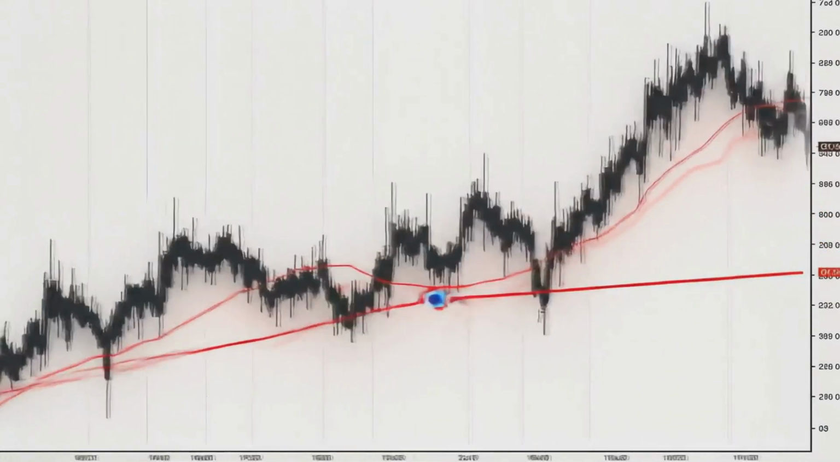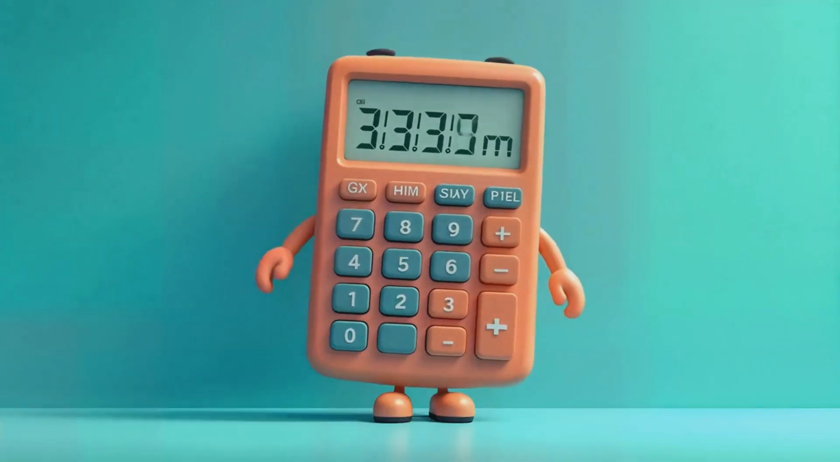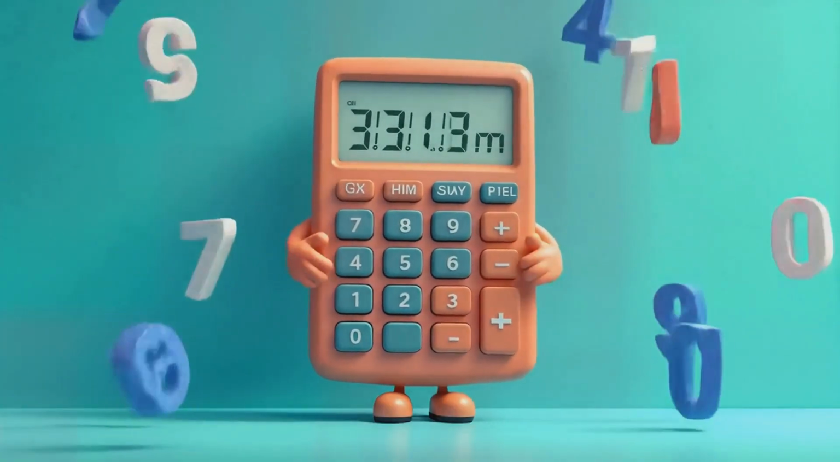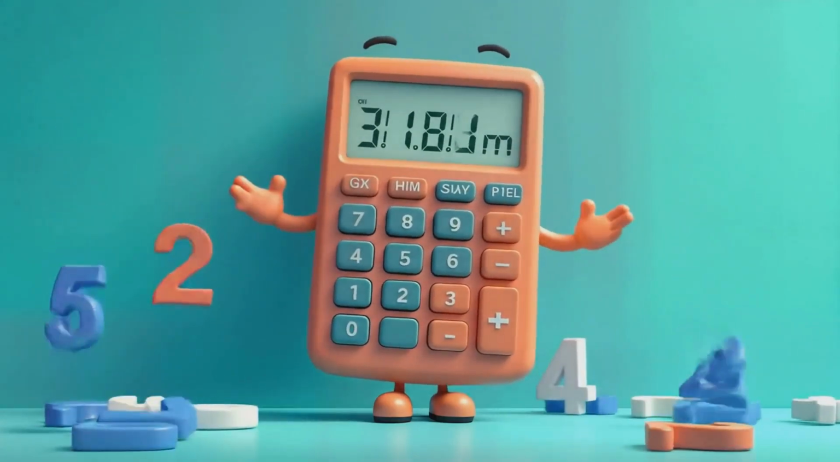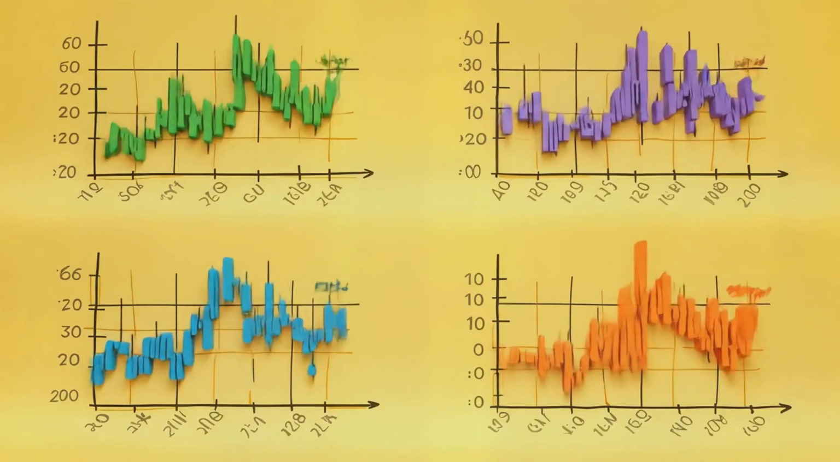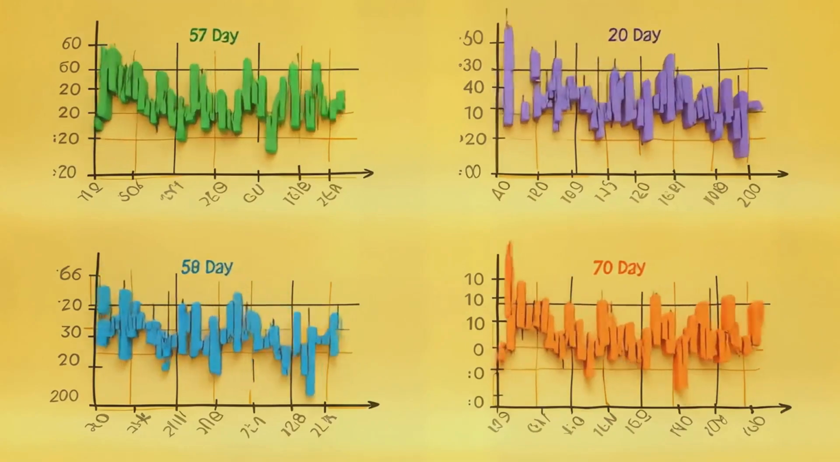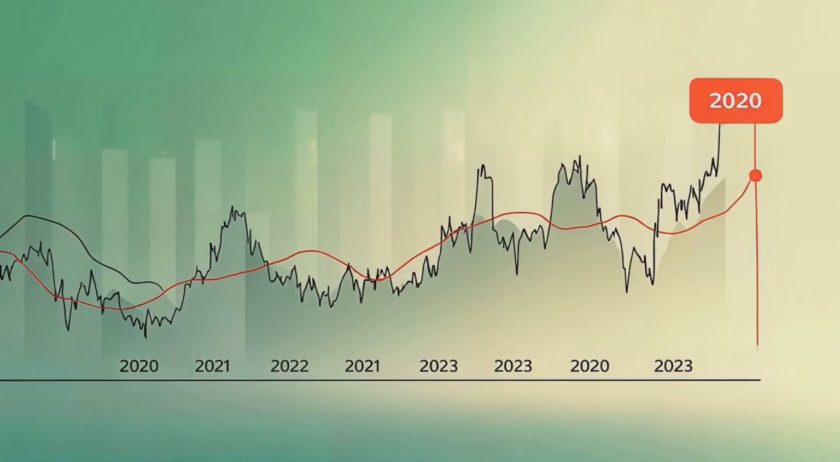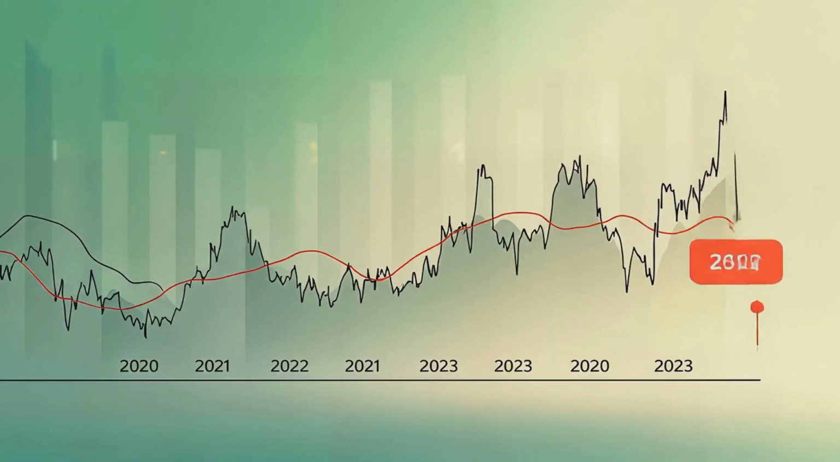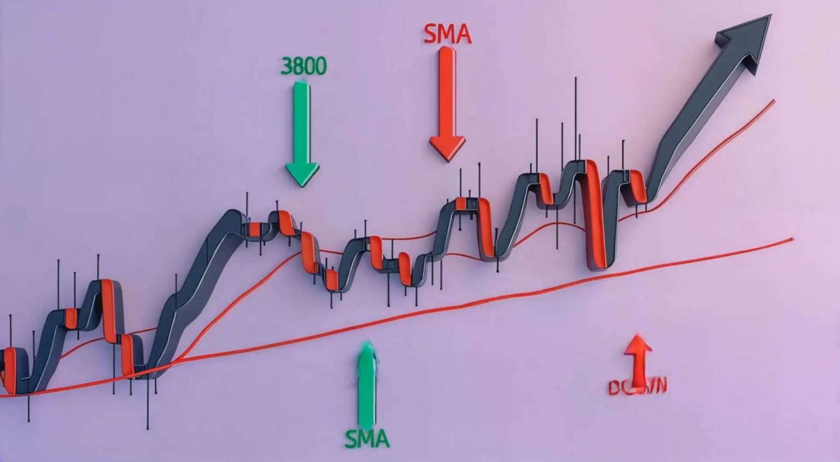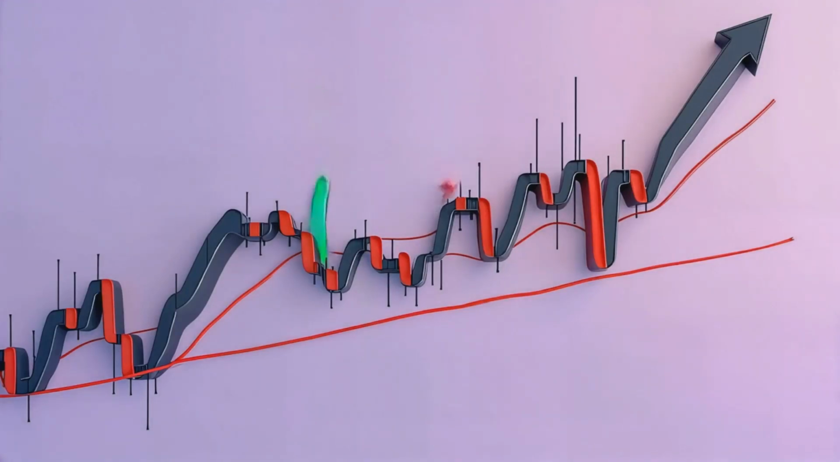1. Simple moving average, SMA. The simple moving average is calculated by taking the arithmetic mean of closing prices over a specified number of days. Common SMA periods include 20, 50, 100, and 200 days. The SMA provides a straightforward indication of a stock's overall price trend, making it particularly useful for identifying longer-term trends and potential support or resistance levels.